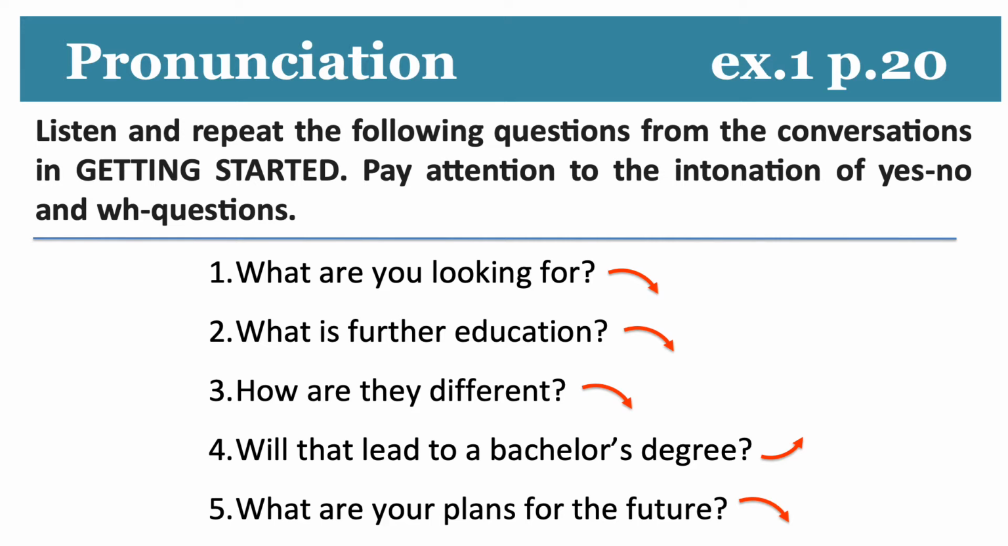Unit 7. Language. Pronunciation. Activity 1. Listen and repeat the following questions from the conversation in Getting Started. Pay attention to the intonation of yes, no, and WH questions.